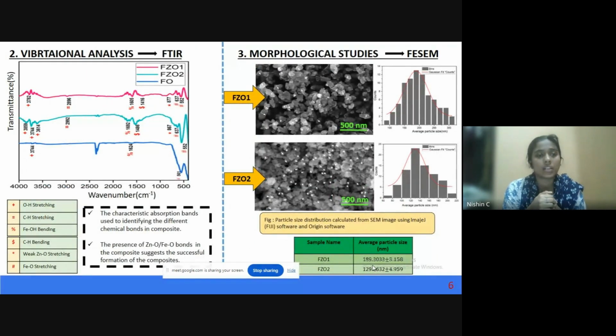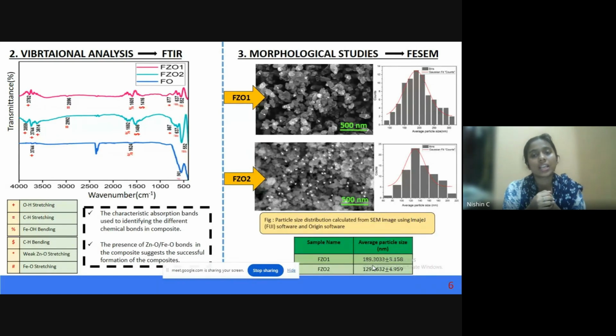Next, the vibrational studies are done using FTIR. Here, the characteristic absorption bands of both Fe3O4 and ZnO are shown. So it shows the successful formation of Fe3O4 ZnO nanocomposite. Here, both Fe-O and Zn-O bonds are present.